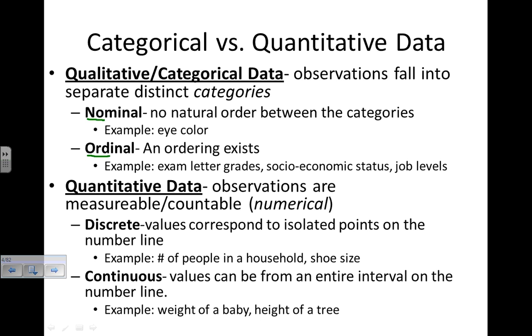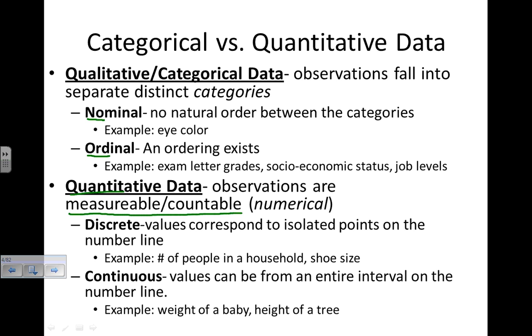Now quantitative, you're going to be here with numbers. It's measurable or countable. So this is really important. It's going to be measurable or countable. So think quantities. Okay, so quantities, quantitative data. And again, you're going to have two different types of quantitative data.